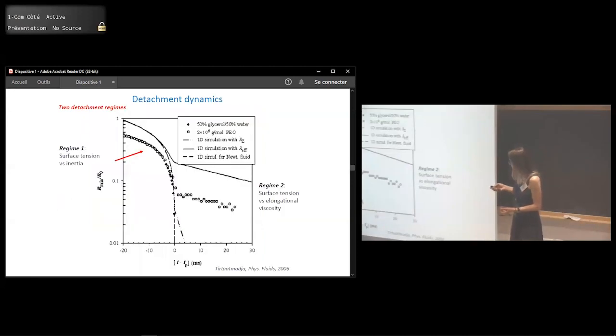The graph I will show now is again from Gareth McKinley's group, and you can identify two very different regimes. First of all, in these detachment experiments, your time reference is the pinch, so when it actually ruptures. So we have a time before the pinch, and then we have the pinch. And this is for water, and you can show that in this regime it's a competition between surface tension and inertia, and that the radius changes over time as a power law.